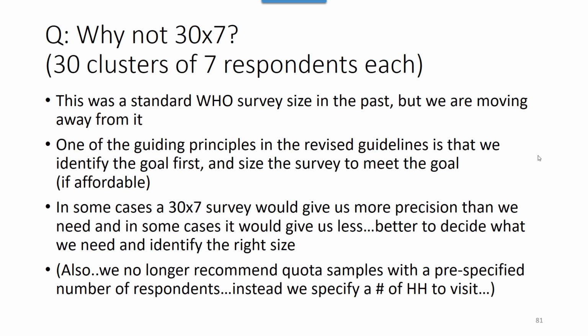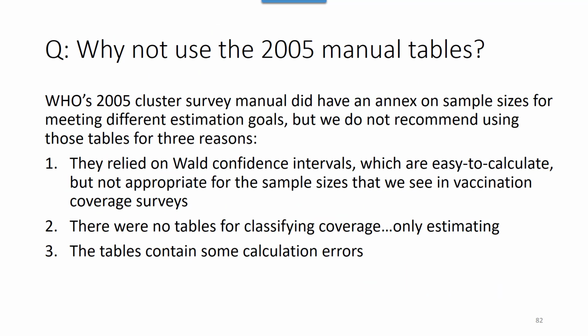And there's another small point in that we no longer recommend a quota sample. We wouldn't say collect data from 7 respondents in every cluster. In the new manual, we recommend instead that you identify a pre-specified number of households. You visit those households and you interview every eligible respondent in those households. So the number of respondents will vary from cluster to cluster.